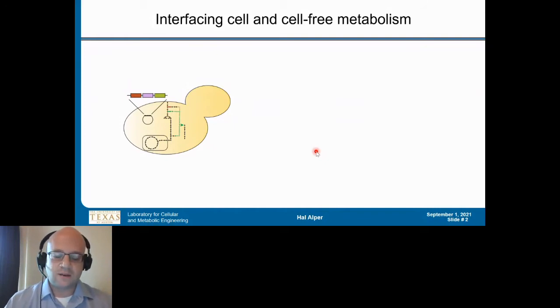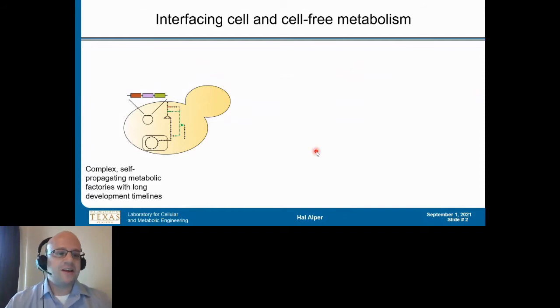We can use a cell-based process, and this is the bread and butter to some extent of the biotech industry. These cells are complex, self-propagating metabolic factories that can enable the production of fuels, chemicals, pharmaceuticals, proteins, just biomass in general. The challenge, though, is that they have very long development timelines. It takes a while to engineer a cell. We can't very easily rapidly prototype these systems.